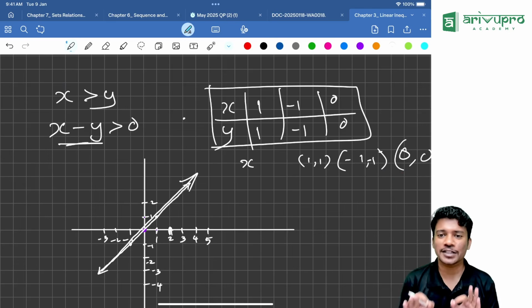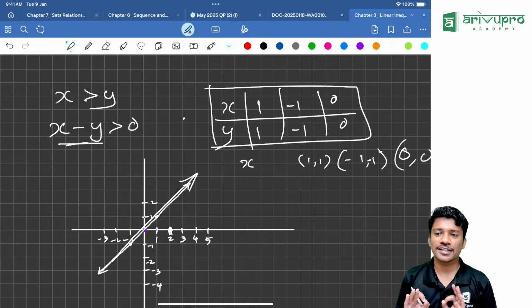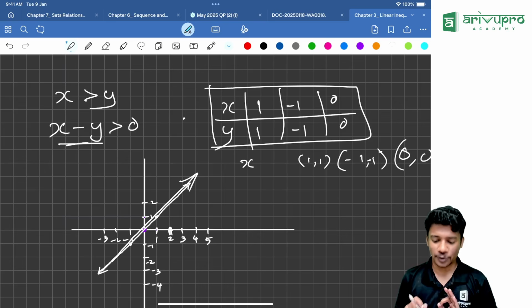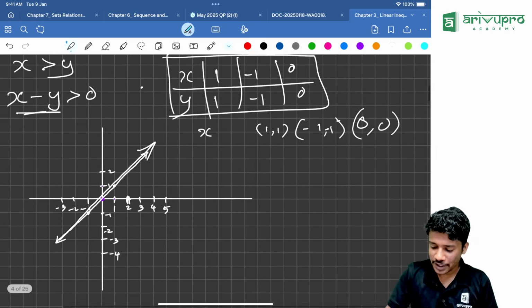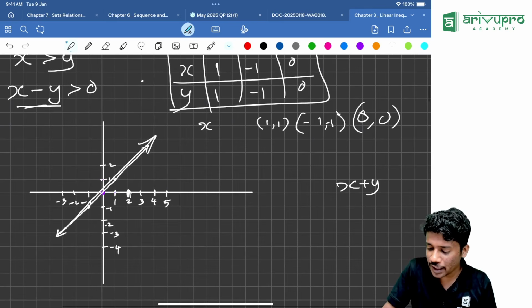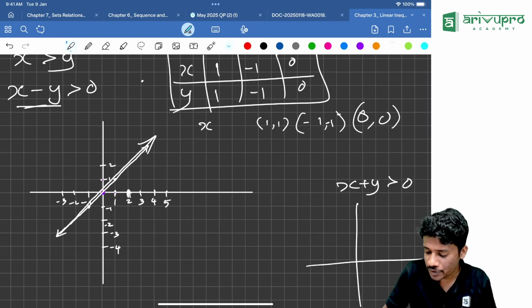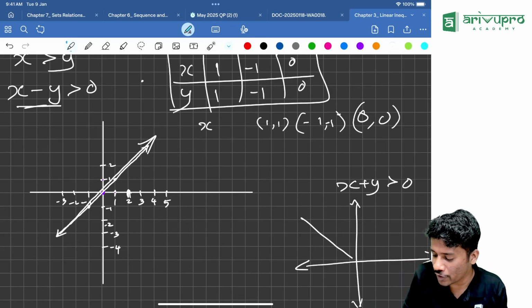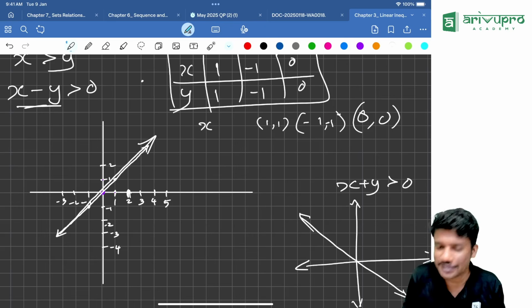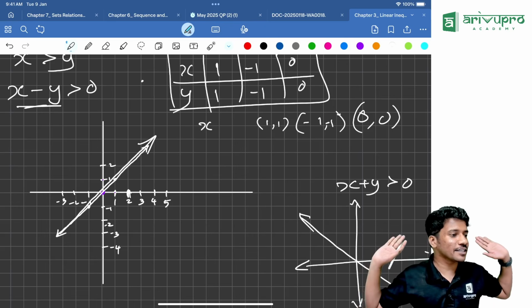Now, what if it was x plus y greater than 0? It will pass through the origin. The graph will be like this and pass through the origin, but the signs are the same, so it should go in which direction? This direction. Clear?